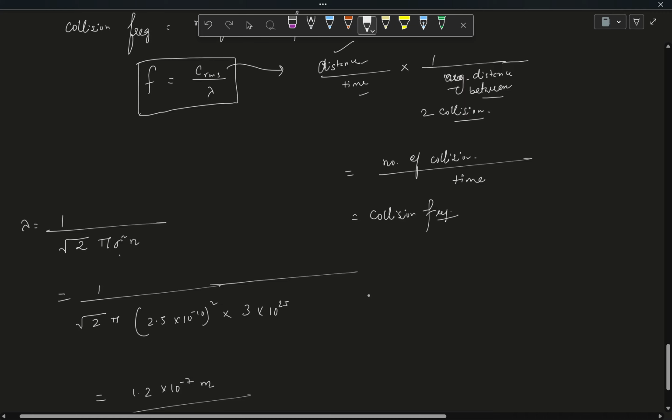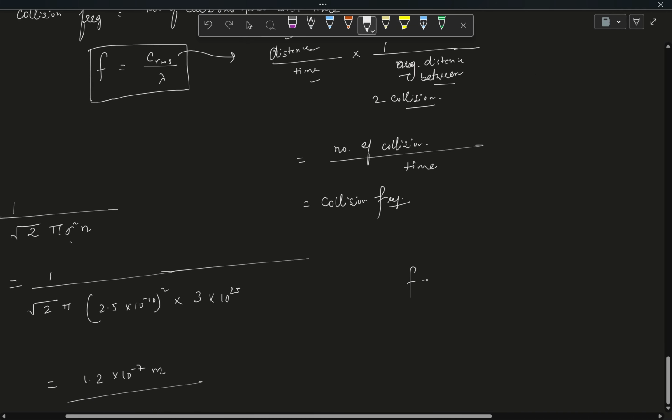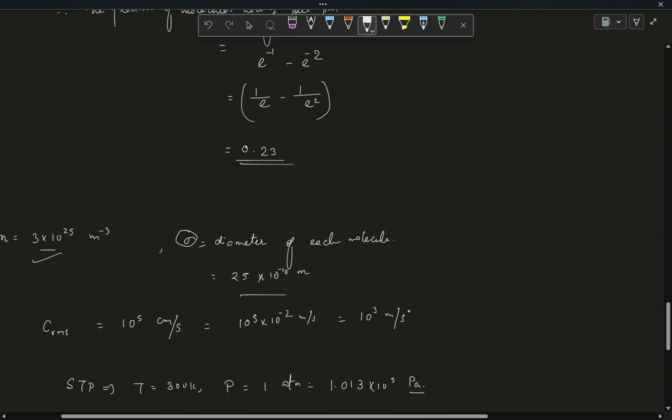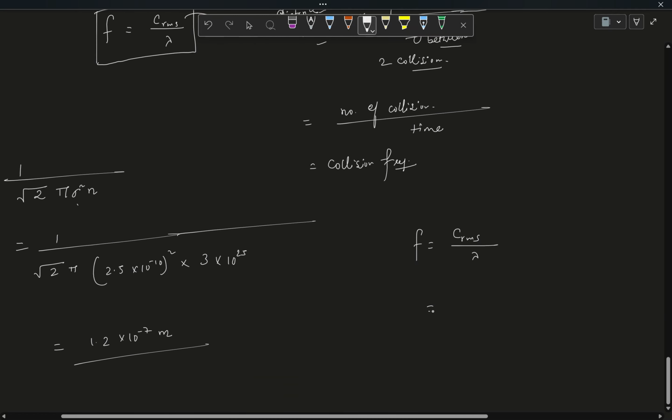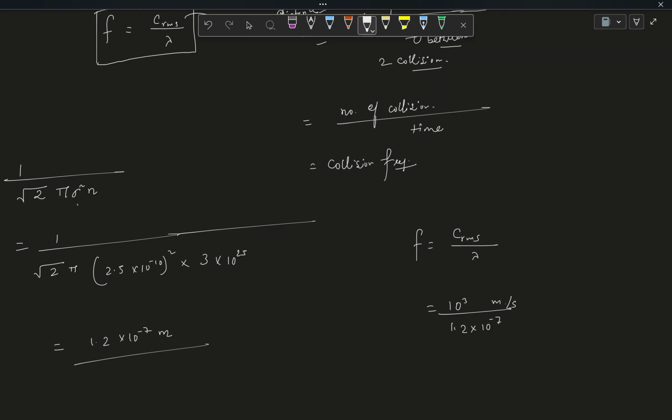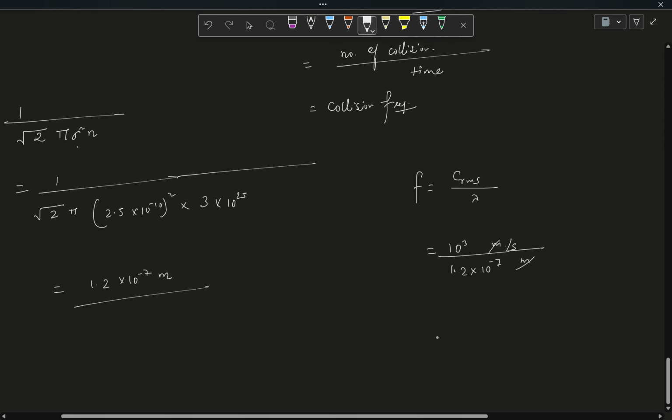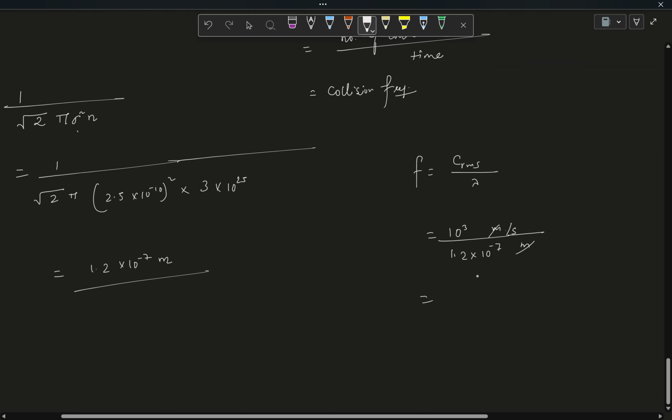Now once we have got this, we just have to directly use the formula f equal to c_rms by lambda, where the c_rms value is also given in the question, which is 10 cube meter per second. So this is 10 cube in SI unit, meter per second, divided by lambda, which is 1.2 into 10 to the power minus 7 meter. So meter and meter cancel out, and you have just per second, which is the unit of frequency.